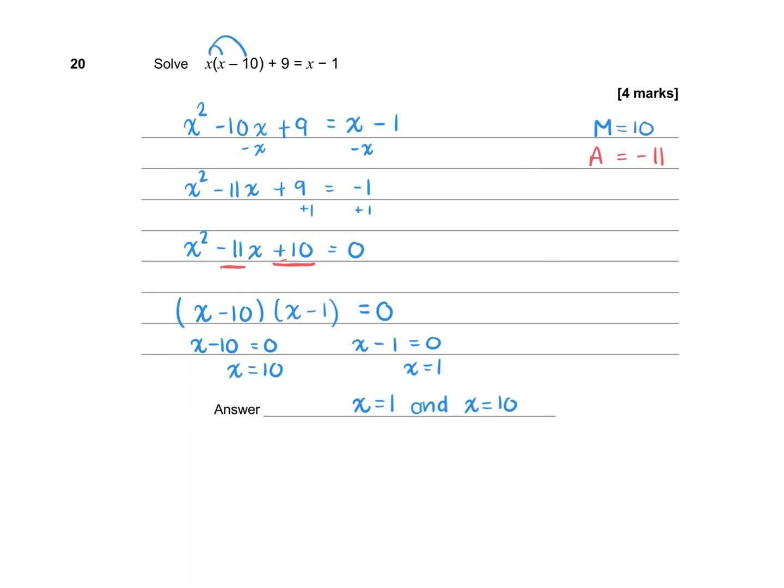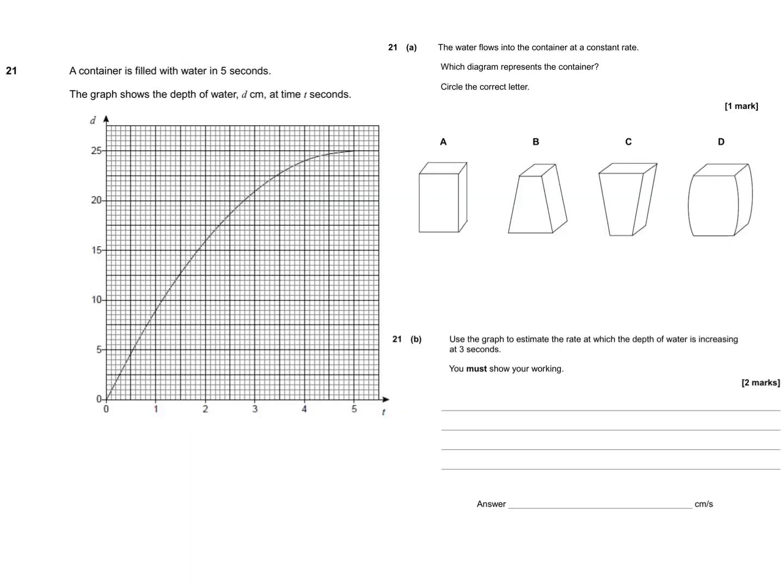So there you go. 21, we've got a nice real life graph. A container is filled with water in 5 seconds. You can see it starts here at 0 and goes up to 5 seconds. The graph shows the depth of the water, d centimeters, at time t seconds. Part A, the water flows into the container at a constant rate. Which diagram represents the container? Circle the correct letter. So that is going to be C.